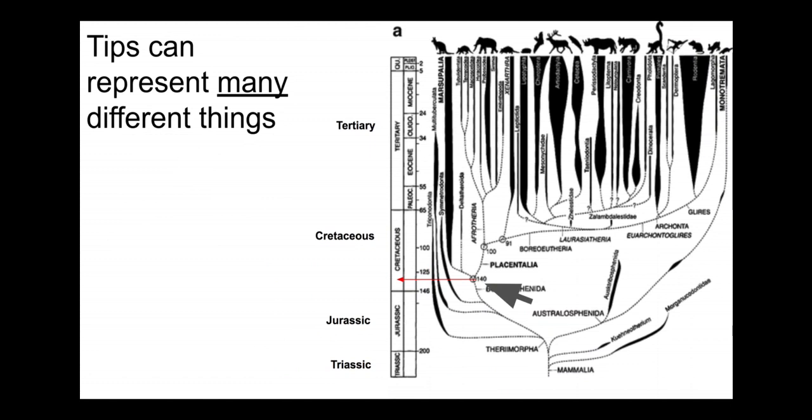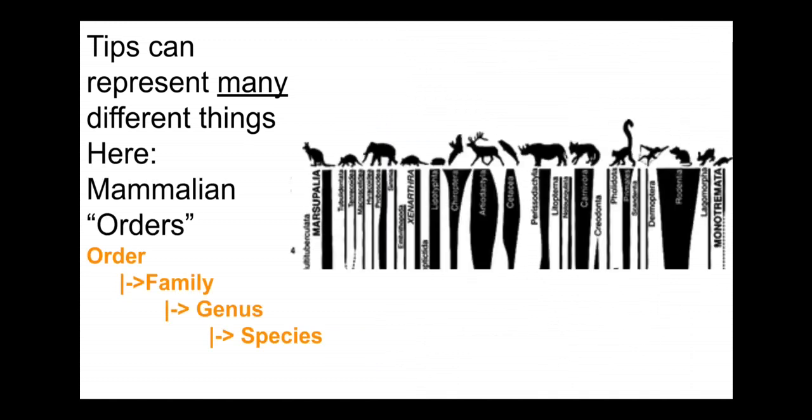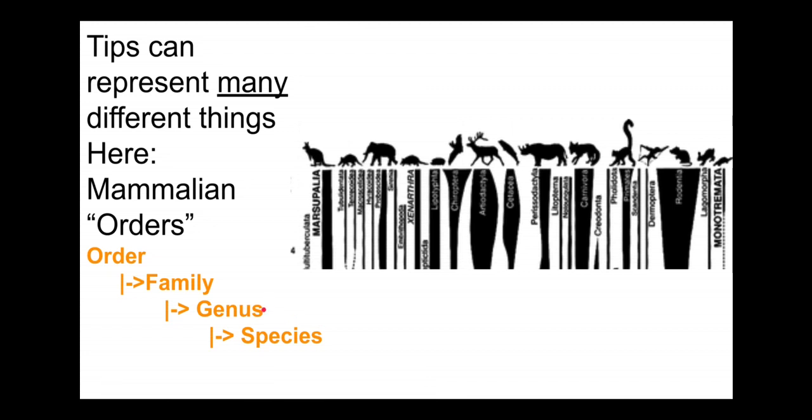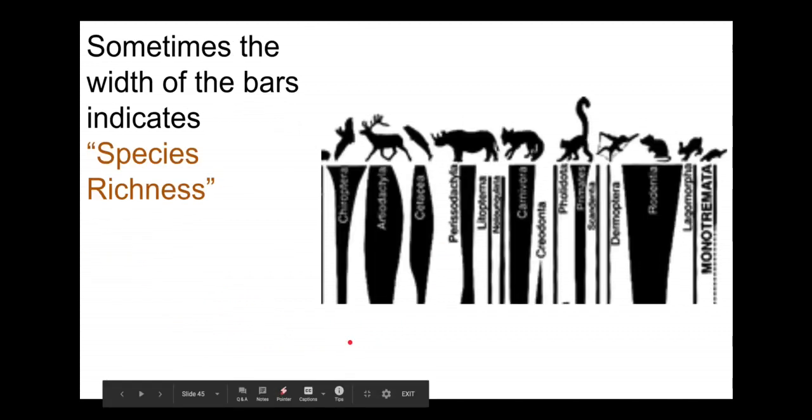It's important to remember on phylogenetic trees, tips can represent many different things. In this case, it's not species on the tips of the trees, it's actually orders. So when we do taxonomy, species are what we often talk about in ecology and evolution. Species are organized into genera or the genus. Genera are organized into family. Families are into order. So order is a fairly higher level part of the taxonomy. So each one of these are different orders of mammals with many families, many genera, and many species within them.